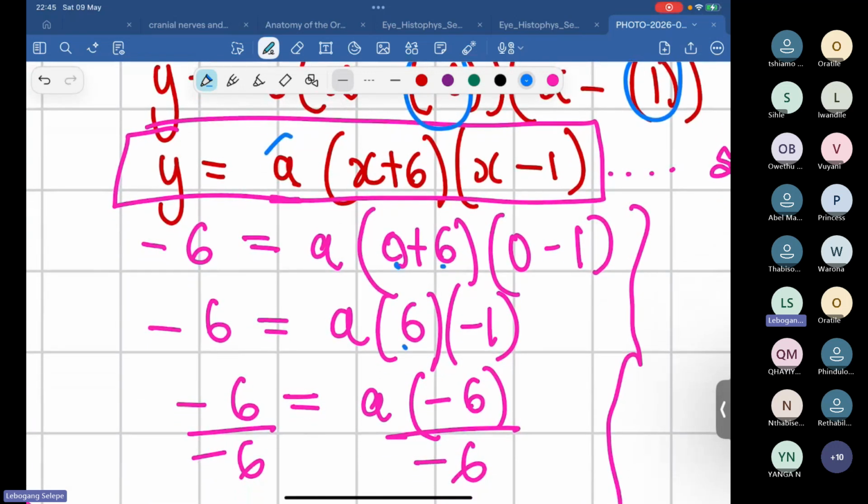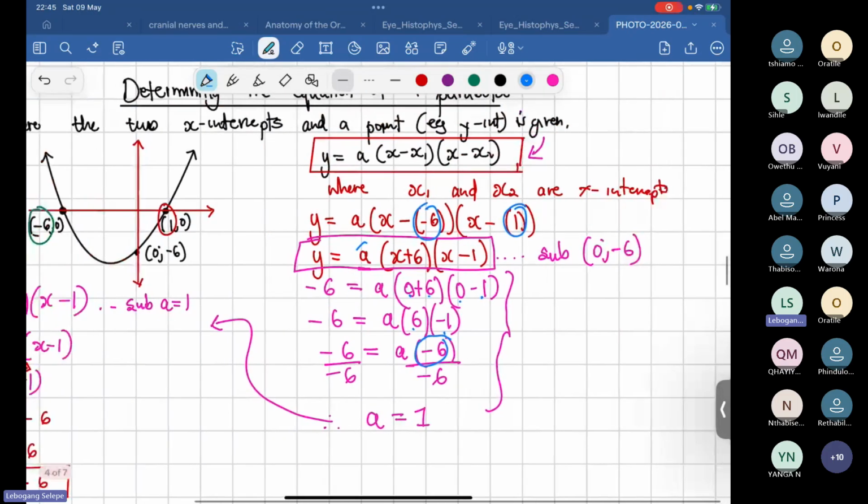0 plus 6, that's 6. 0 minus 1, that's -1. 6 times -1, that's just -6. Then I'm dividing by -6 on both sides. Therefore, a is equal to 1.